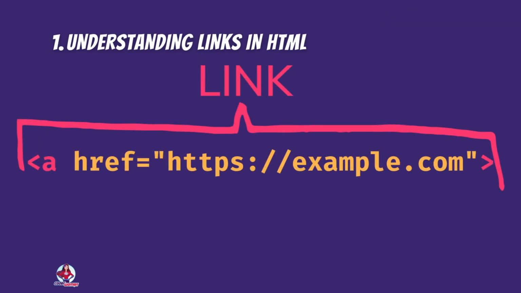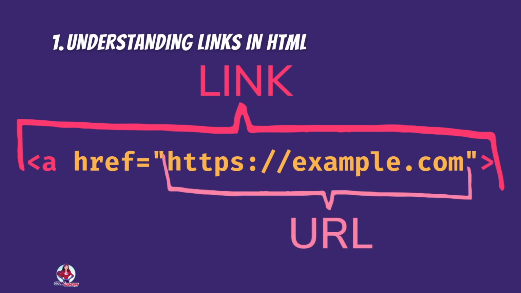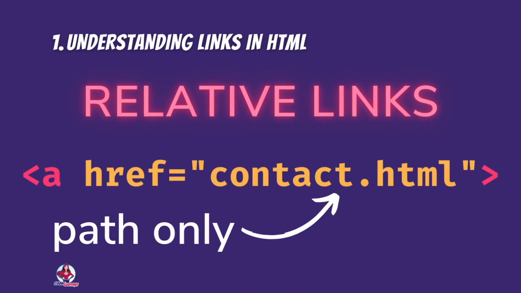When using a link, the href tells you exactly where the building or website you're looking for is. We call the address a URL, or Uniform Resource Locator. Let's see what types of addresses we have. In relative links, within the same website, it contains the path only.